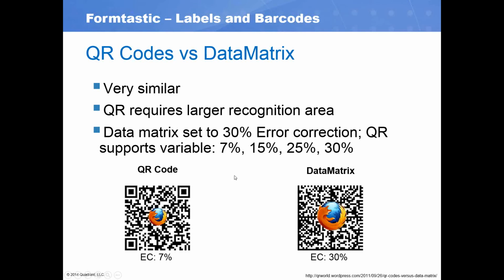Well, actually, they just support 4 separate standards: 7%, 15%, 25%, and 30% error correction. With the smaller error correction mode, the 7%, you can shrink the actual size of the barcode. You can condense data in there a little bit better, but you run a higher risk of errors in read.